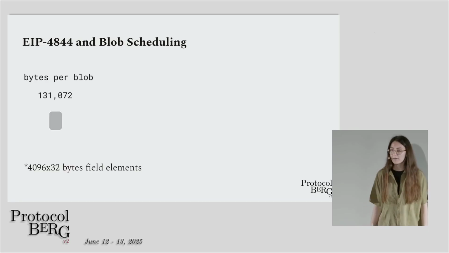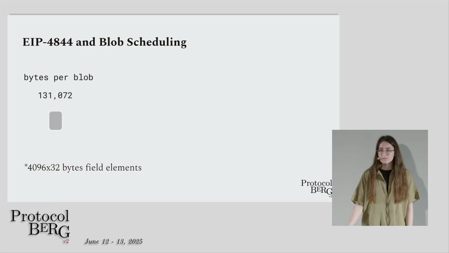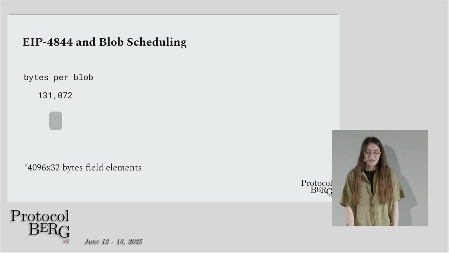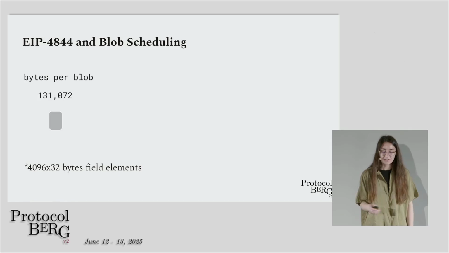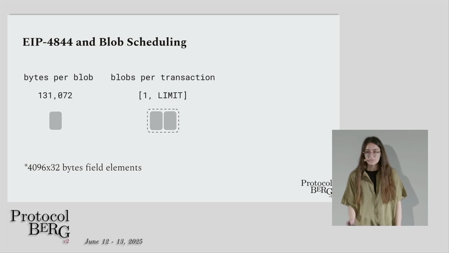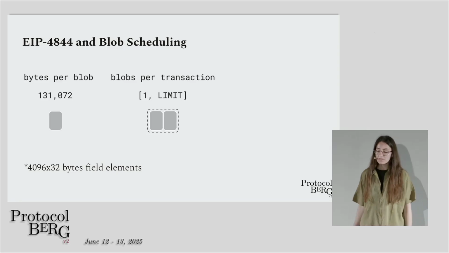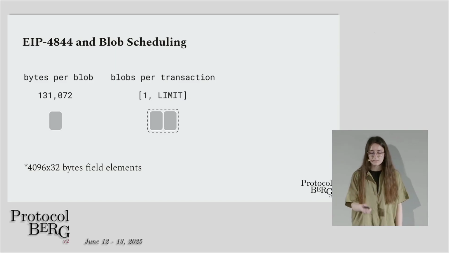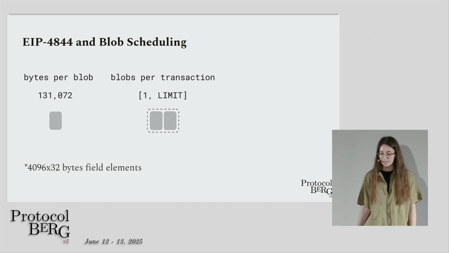First is the number of bytes per blob. Each blob carries 131,072 bytes, exactly, not around. And this blob is made of 32-byte field elements. And then we look at the number of blobs per transaction. So one Ethereum transaction, specifically an EIP-4844 transaction, can carry between 1 and some limit number of blobs. In this case, we have an example of 2 blobs per transaction.